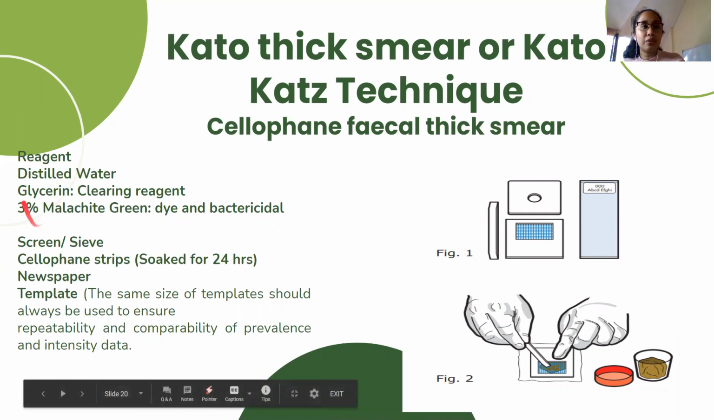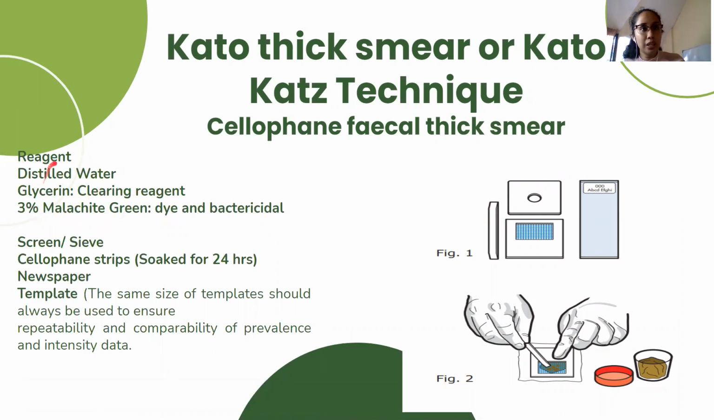Class, I told you that the cellophane strips were soaked for 24 hours. They are soaked in a mixture of distilled water, glycerin, and 3% malachite green. They each have their own function. Distilled water acts as an aqueous solvent. Glycerin is the clearing reagent, so it removes the different unabsorbed food materials. And 3% malachite green acts as both a dye and bactericidal, so it could kill the bacteria around the parasite. What else, class? Sieve or screen, cellophane strips, newspaper, and the template.